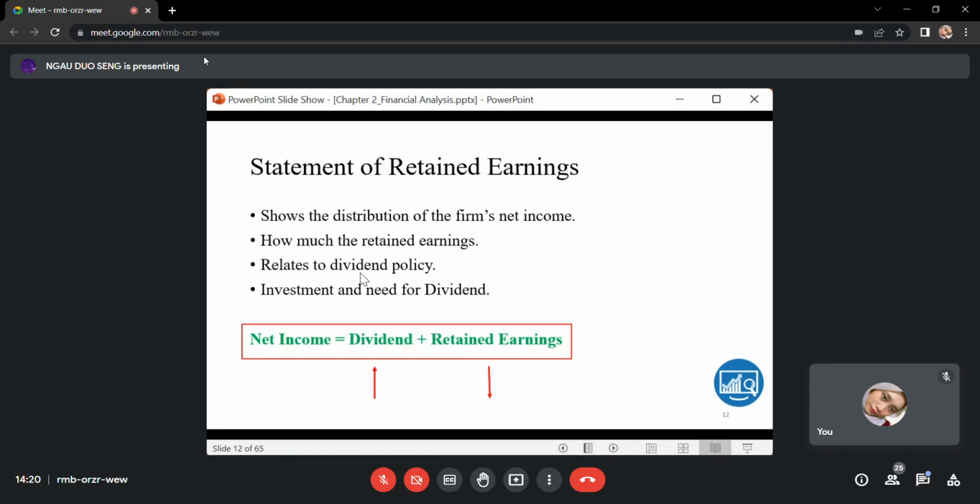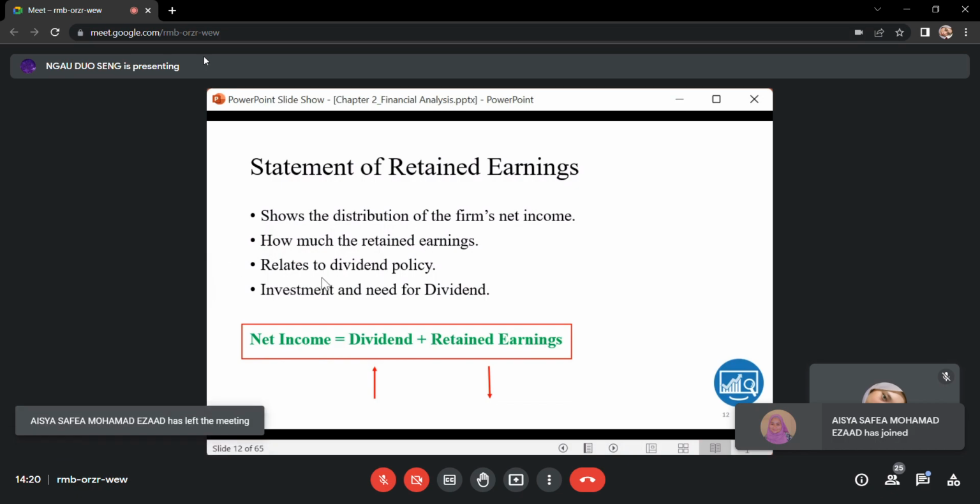All right, number 3, we have statement of retained earnings. So show the distribution of the firm net income. So how much the retained earning relate to dividend policy lah, dia berkaitan lah.